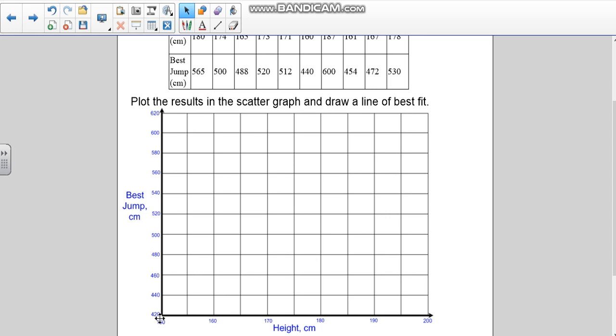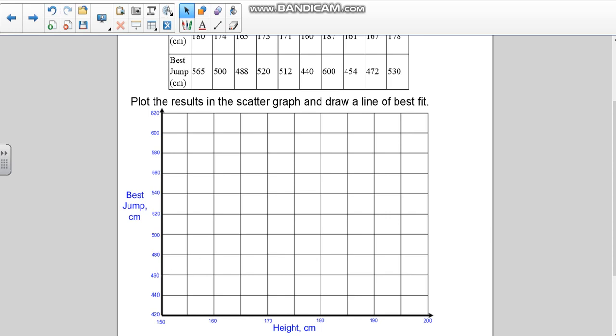So the scale is going up in tens, but each square is worth 5, so it's worth making a note of. Going up the side, we've got 420, 440, 460, and so on. So each square here is worth 20. So I've got to think about where 470 would be halfway, and then the others in between.